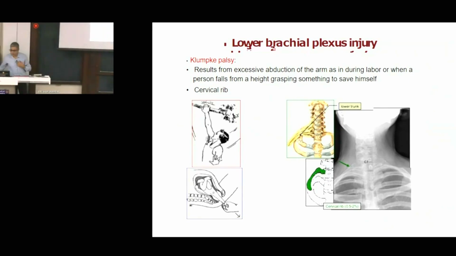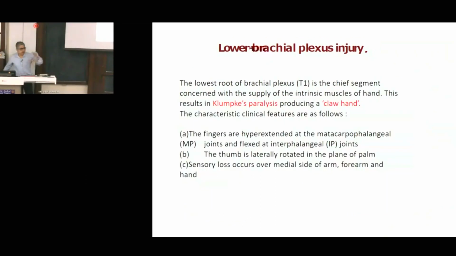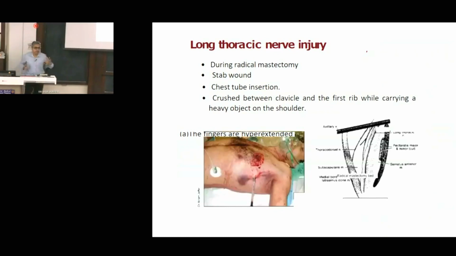Cervical rib can also lead to Klumpke paralysis. The action I already told you, the same thing: claw hand will happen, but on both sides, ulnar and median nerve, because both components carry from the lower trunk. Next, after that, the injury is in this region, the axilla.